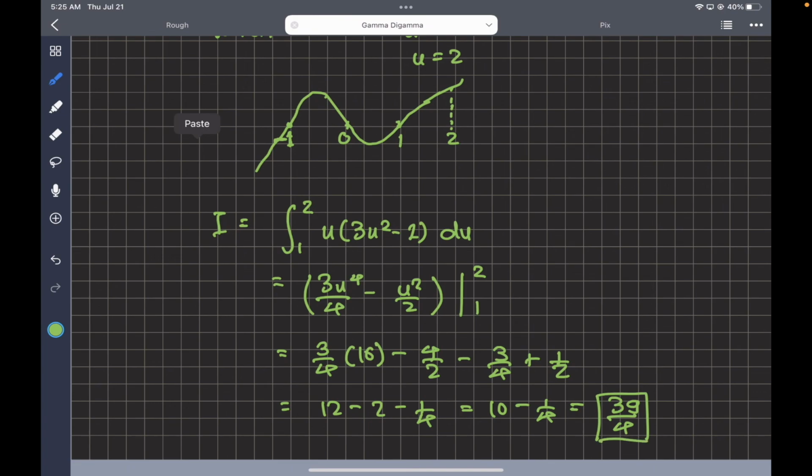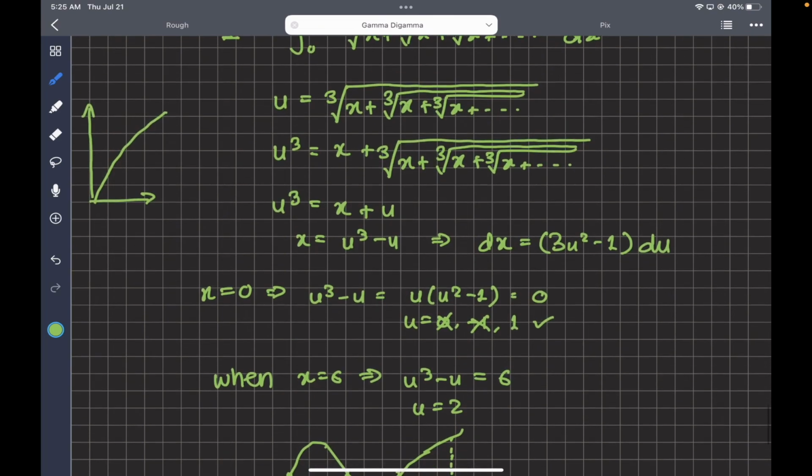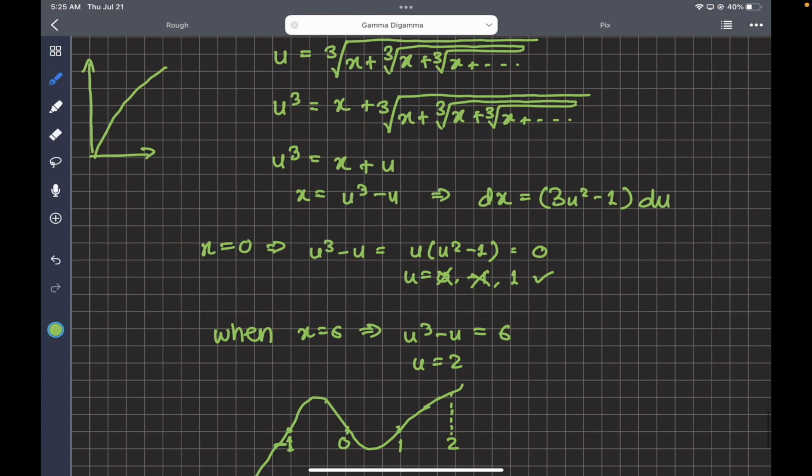So there we go. I just analyzed behaviors. This is probably a crude argument, but it works because of the growth of the original integrand and the integrand after substitution.